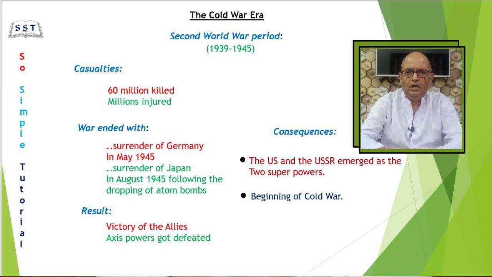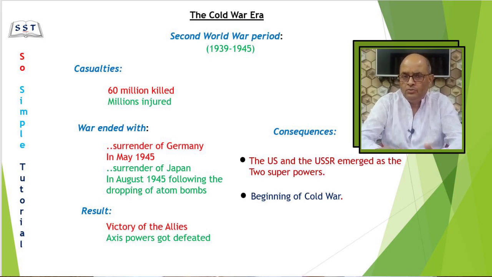Dear students, after the war, a new balance of power was established. The leadership of the world slipped from the hands of England and came into the hands of the US and the USSR. The USA and the USSR emerged as the two superpowers. This is in brief about the Second World War that you are in fact aware of. Let us now move further.